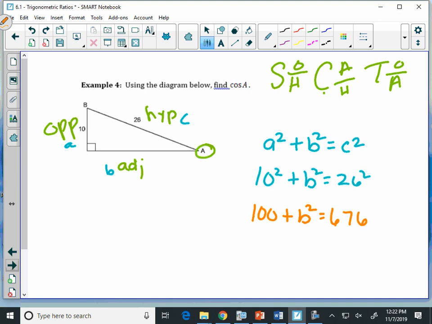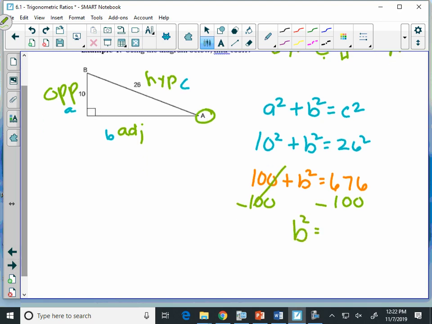What do we have to do to get b squared by itself? Subtract 100. 676 minus 100? What do we have to do to both sides? And what's the square root of 576? So that's what our adjacent side is. It's 24. Now that we know what that is, what's our ratio?